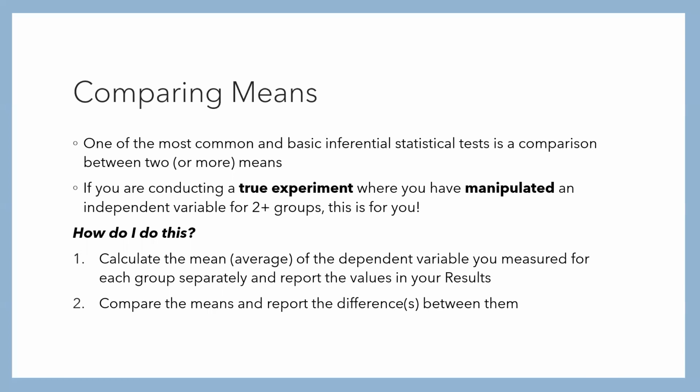You'll calculate the mean of the dependent variable you measured for each group separately and report the values in your results section. Make sure you carefully attend to calculating the mean and median and standard deviation, etc. for each group separately. Since you're manipulating your independent variable and trying to examine differences in your dependent variable, it wouldn't make sense to just report the mean of the dependent variable across all your groups, right? So then after you have all your group means, you'll compare these means and report the differences between them. That's all. Simple enough, right?